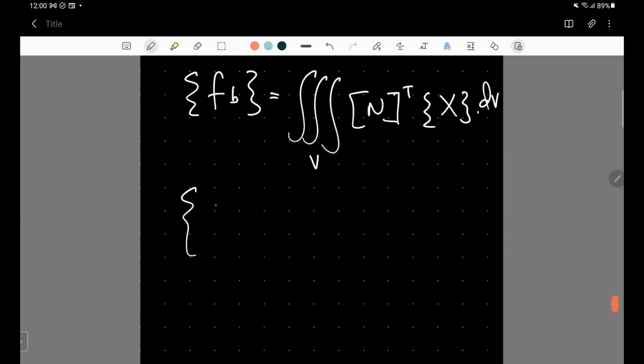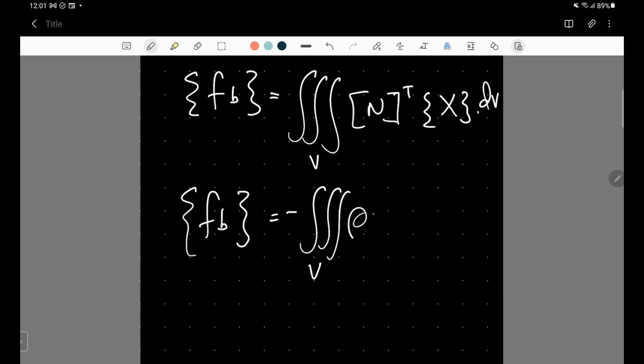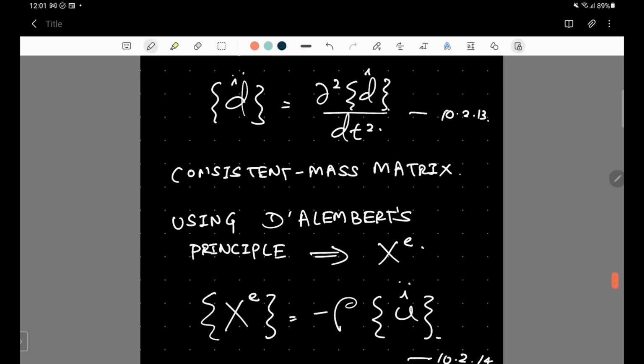So by substituting Xe into this equation, we can obtain the following equation. The body force is equal to minus the triple integral, the volume integral, of rho times the transpose of the shape function times u hat double dot dV. 10.2.15.